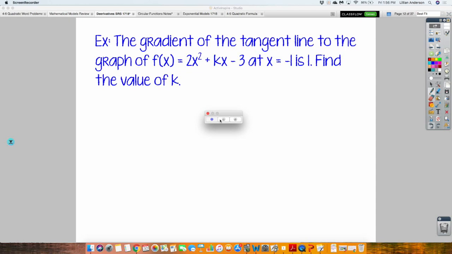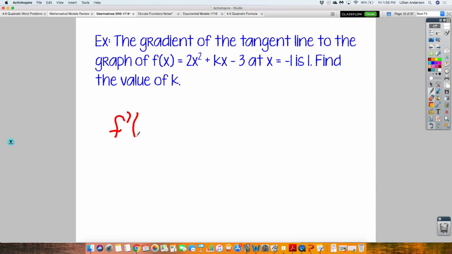So on this side, how'd you start? Derivative, which is what? 4x plus k. And then what do I need to do from here? Since you know that at -1 the derivative, like the slope, is going to equal 1, you set it equal to 1 and then put in -1 for x because you know that value, and you solve for k. Yes. So since you know the derivative is equal to 1, and the x value is -1, you plug it in.